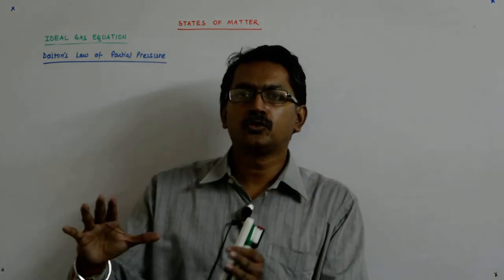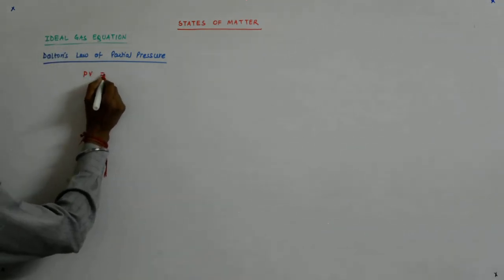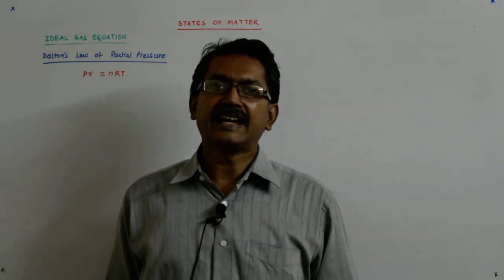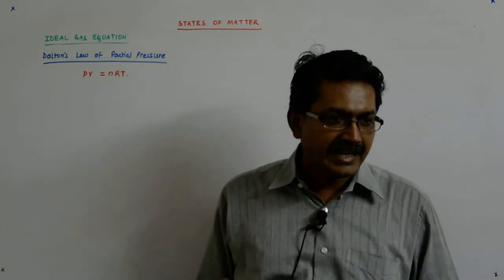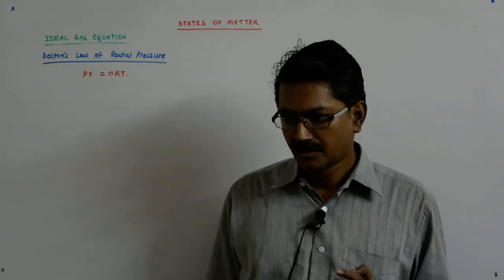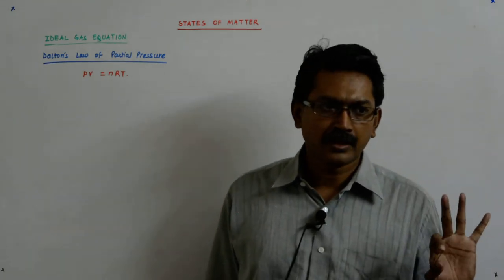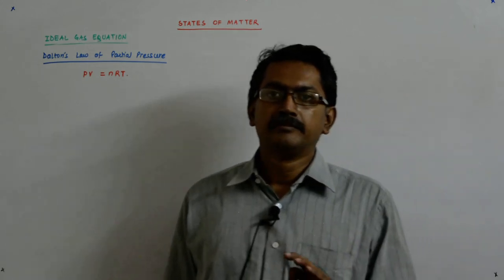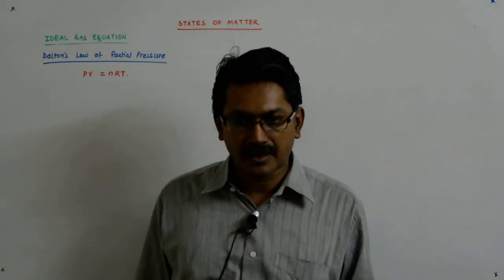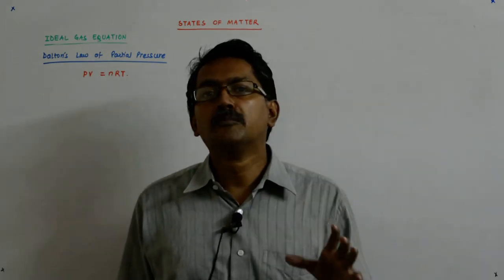Let me take you into some more depth. In the ideal gas equation, PV is equal to nRT. Look, this n does not say what kind of gas you should be dealing with. It is absolutely silent about it. And it is silent because it actually does not matter what is the nature of the particles. What matters is the number of the particles.